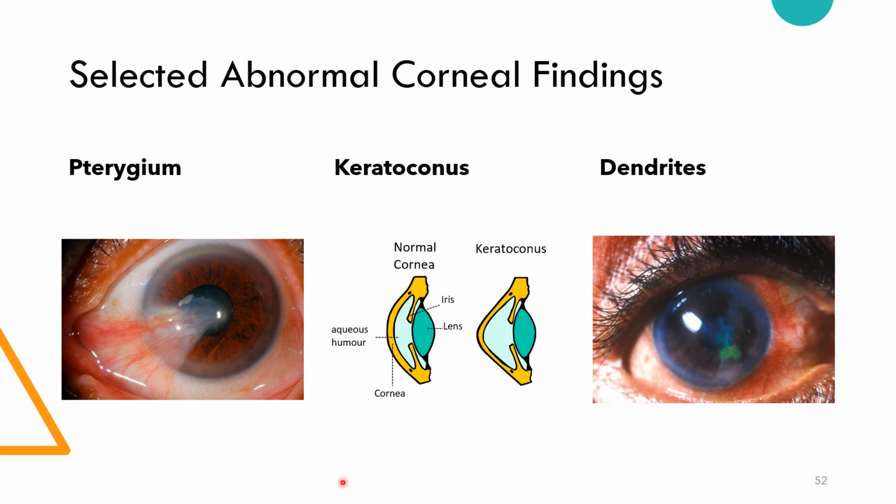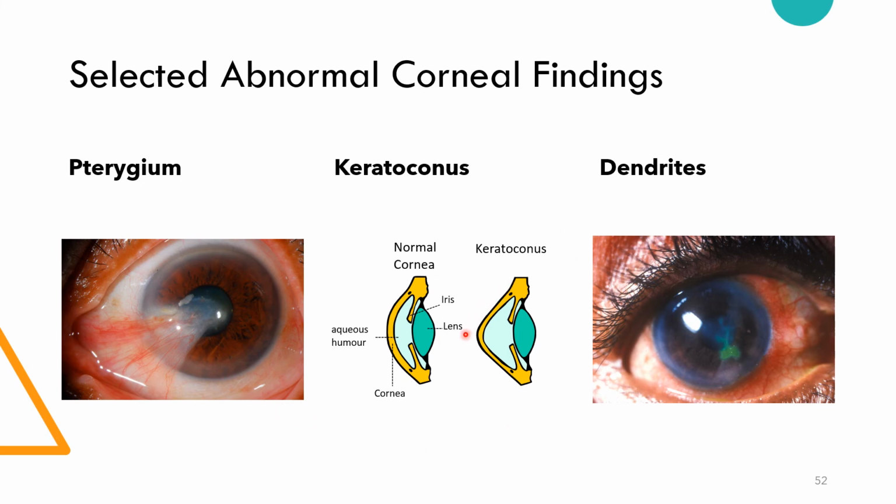Again, here are some abnormal corneal findings. On the left-hand side, we see a pterygium, which is a growth from the conjunctiva onto the cornea. And this can become inflamed and painful for patients and can also impair their visual axis. If it's not inflamed and not painful and not on their visual axis, it can sometimes be left alone.